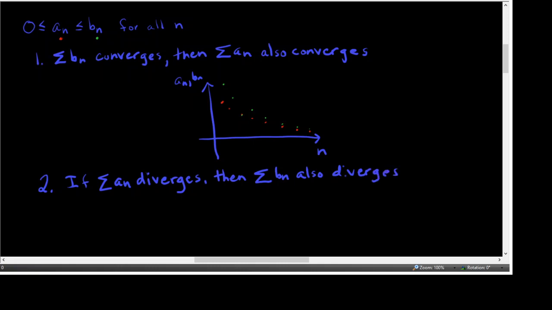So again, look at the picture. So that a sub n is still the smaller of the two. If a sub n adds up to something that's going to make it diverge, then if you have bigger numbers added together, that's going to have to diverge as well.